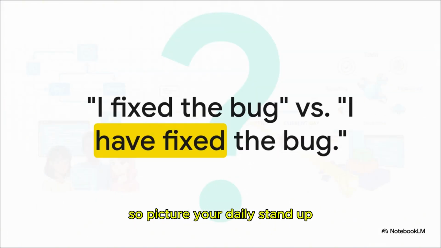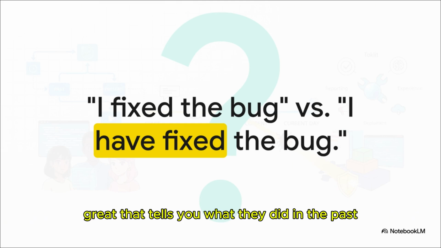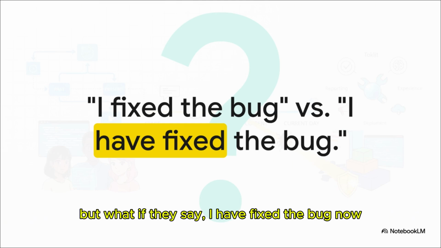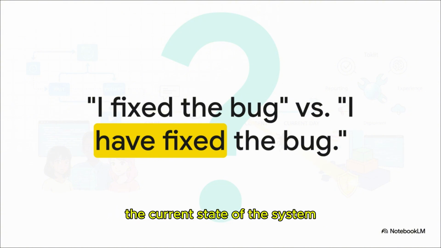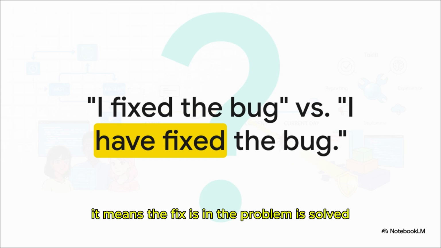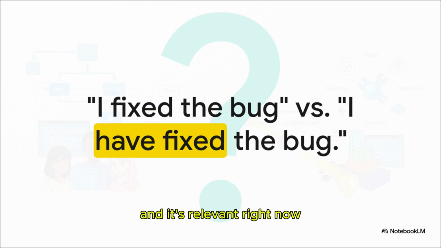Okay, so picture your daily stand-up. Your teammate says, "I fixed the bug." Great, that tells you what they did in the past. But what if they say, "I have fixed the bug"? Now that tells you something way more important: the current state of the system. It means the fix is in, the problem is solved, and it's relevant right now. That one little change means everything, and today we're going to master it.